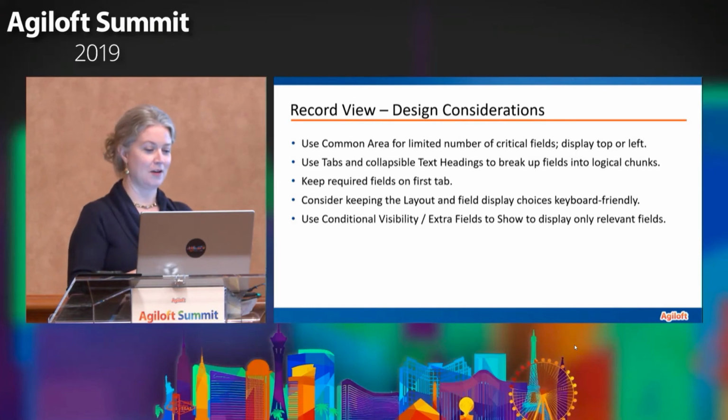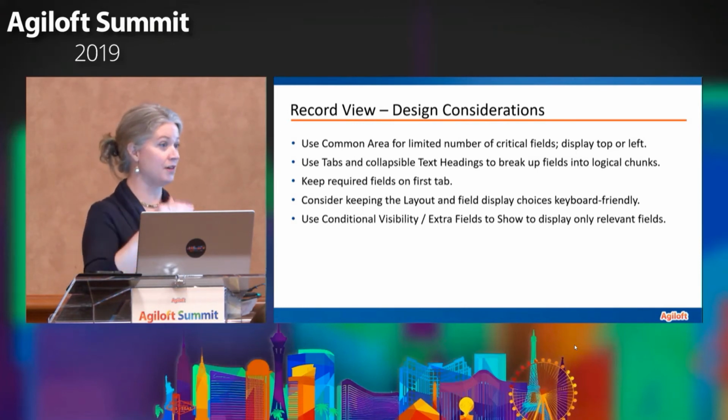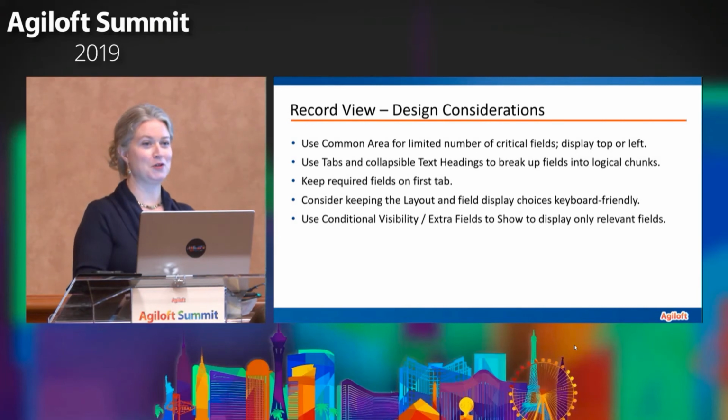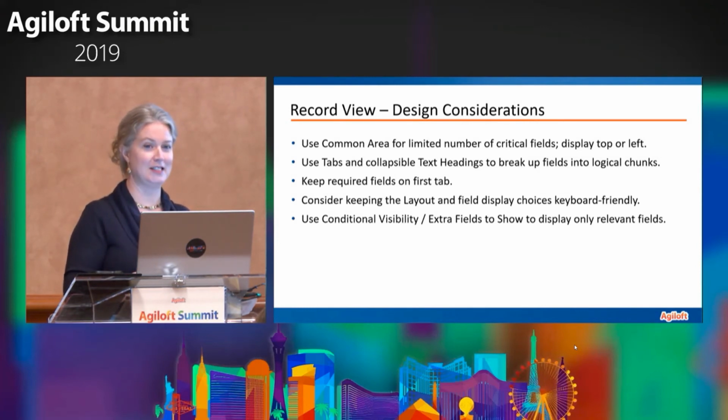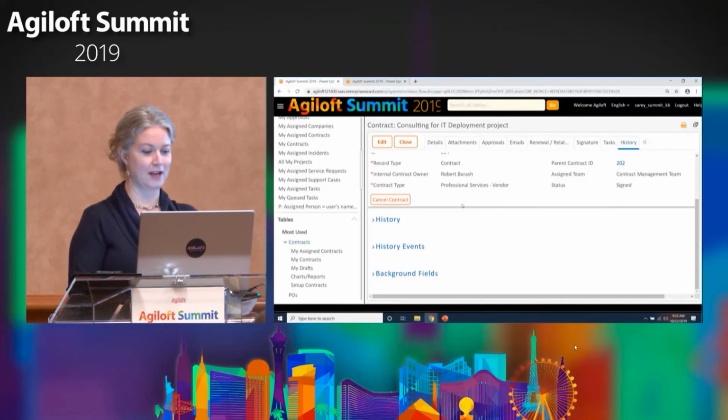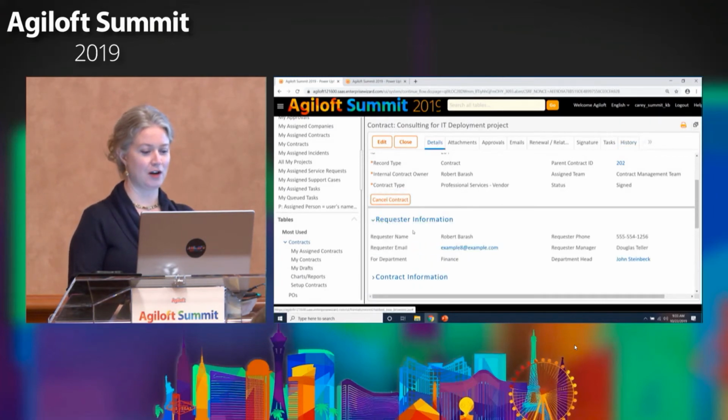And this varies. We try to keep required fields on the first tab of a record, just because you can't save the record until they're all filled out. But it is customer preference, and we have had use cases where it's just needed to go on separate tabs, but it tends to be a little bit easier if you do keep the required fields on the first tab. We also try to keep the layout keyboard friendly and the display choices keyboard friendly, so that you're not always having to use your mouse. You might notice that as you're working in a form, if you do use tab, it's moving across the record.